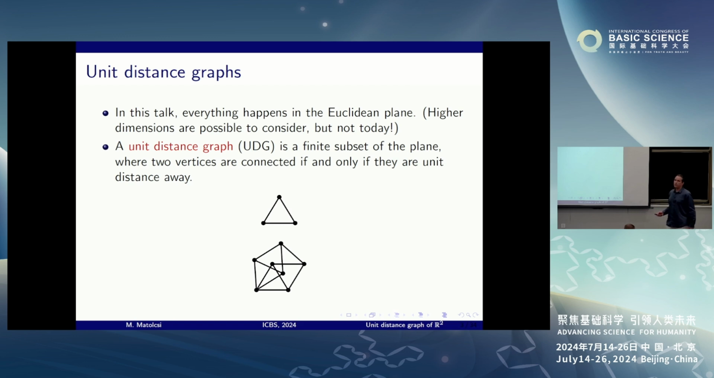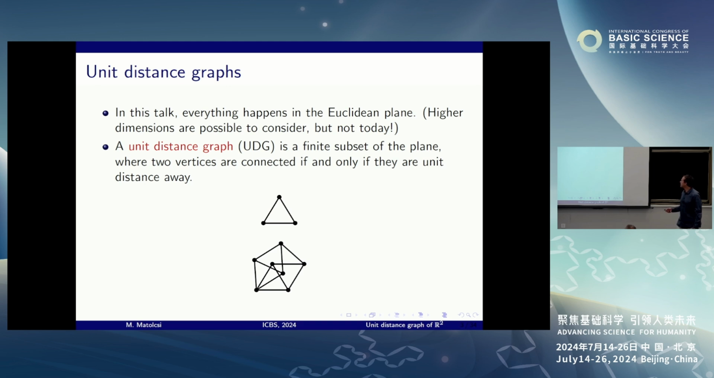So to start with, what are unit distance graphs? It's very simple. First of all, everything in this talk happens in 2 dimensions, in the Euclidean plane. We don't move into 3 or 4 or higher dimensions. It is possible to consider all these notions in higher dimensions, but I'm not going to do it in this talk. So what is a unit distance graph? Well, it's just a finite subset of the plane in which 2 points, 2 vertices, are connected if and only if they are unit distance away.